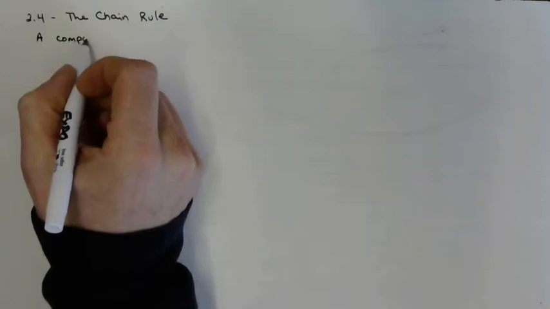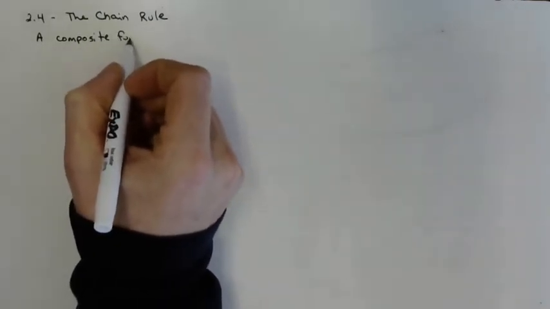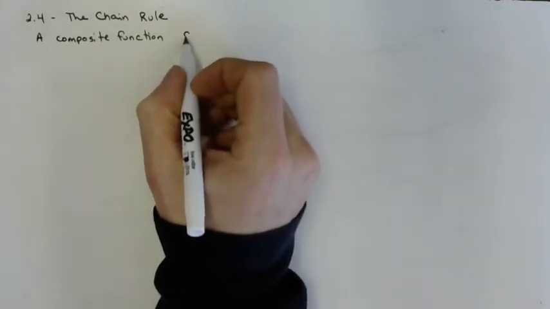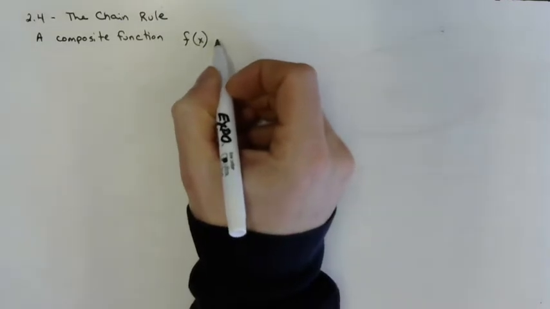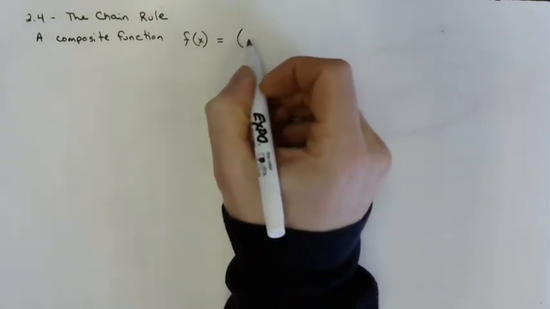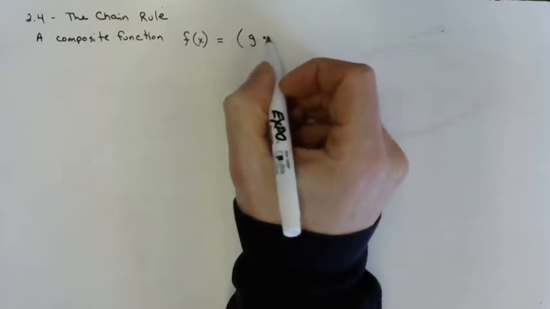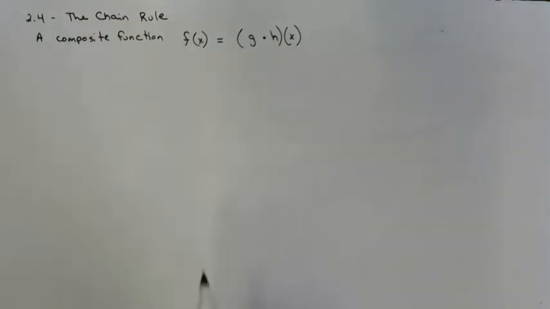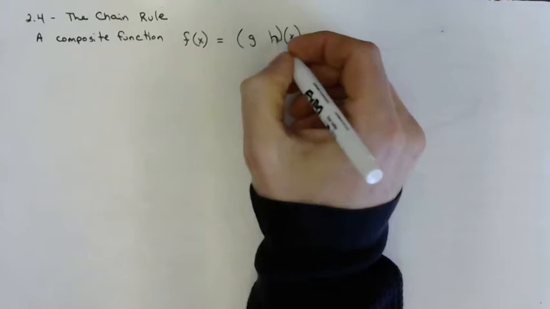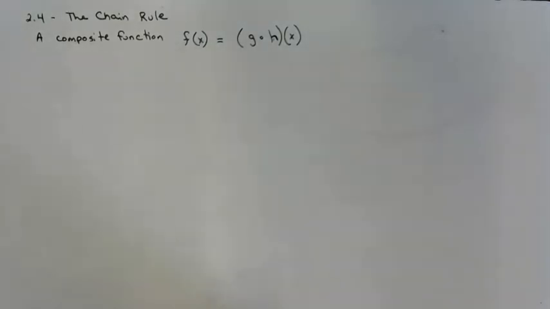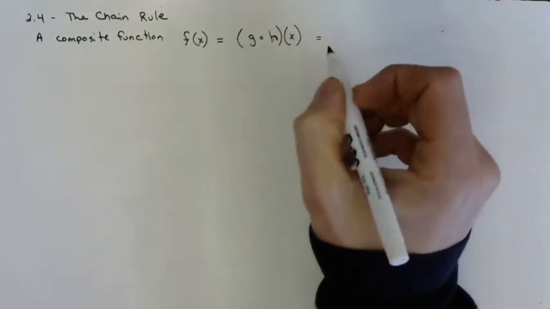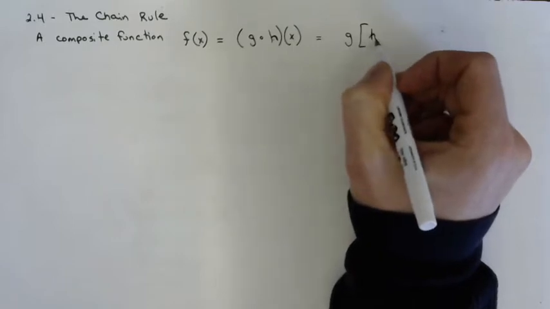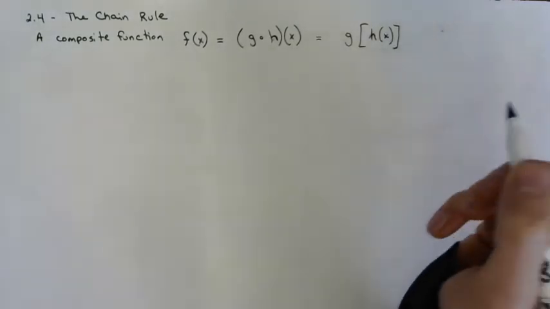A composite function is any function f of x that is equal to, and we're going to write this two different ways, but remember, g of h of x. We've seen it written that way, where this should be a hollow circle, right? Another way that we've written that is just putting h of x inside g of x for x.